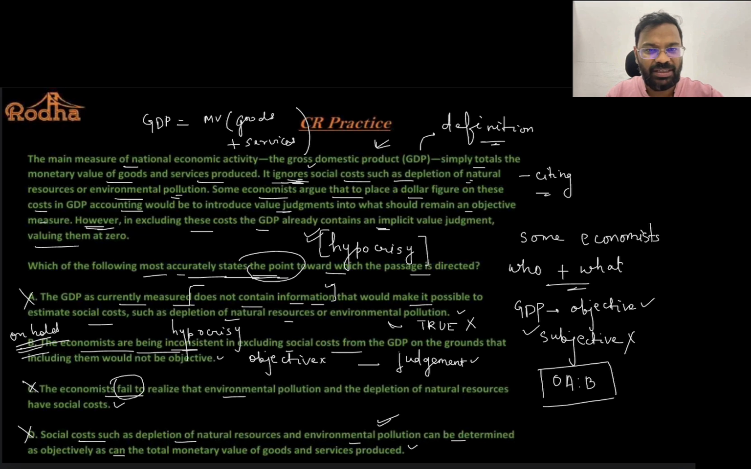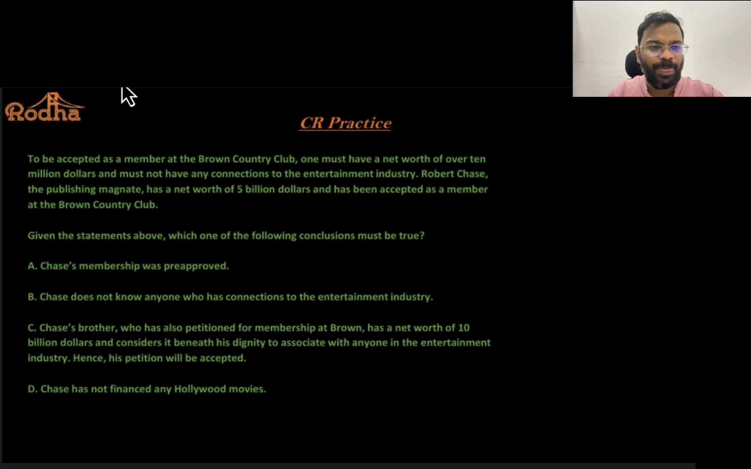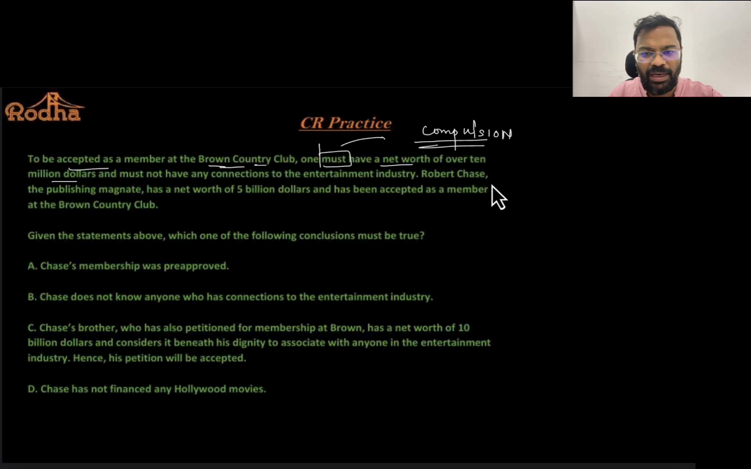Let's go to the next one, which is an extremely interesting question again. To be accepted as a member at the Brown Country Club, one must, see, must is almost a compulsion, one must have a net worth of over $10 million, and must not have any connections to the entertainment industry. Now you would say, what kind of a weird clause is this? But that's a clause.